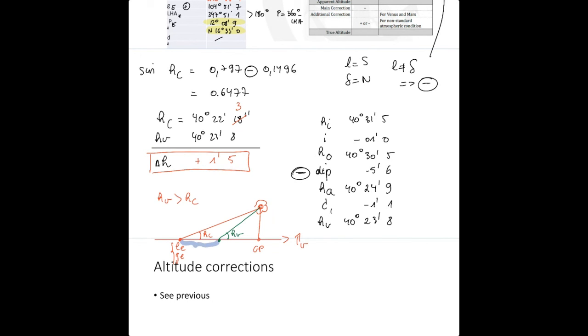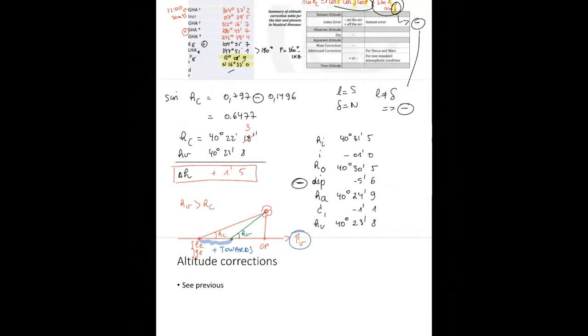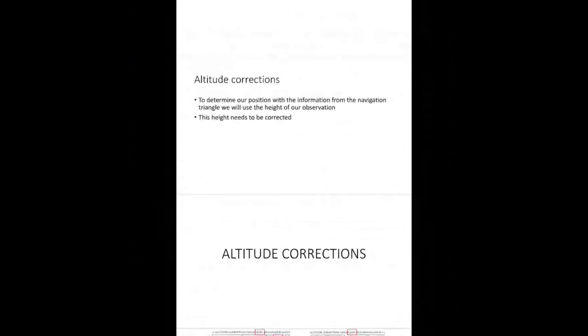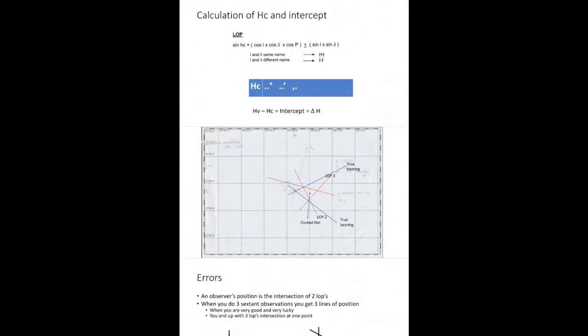So we know that the intercept in this case, wait, this is the intercept. The intercept is in this case positive, so this means towards the geographical position in the direction of our true bearing. Okay, voila. And so this is how we will calculate our intercepts. This is again an explanation on the altitude corrections, but this is what we have done last year.